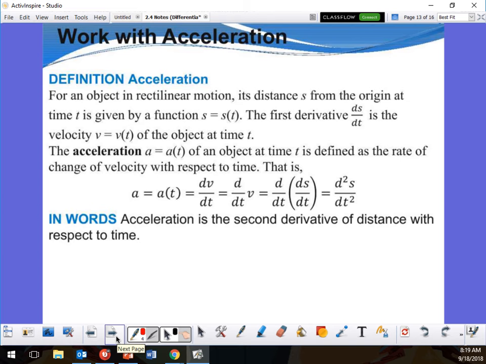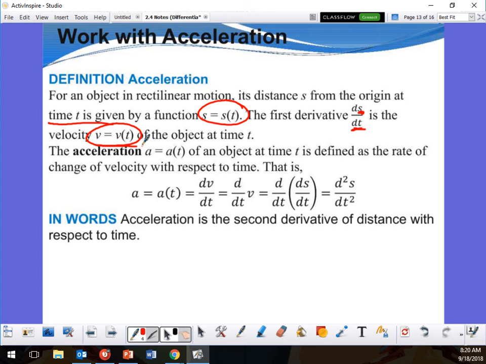For an object of motion, the distance s from the origin at time t is given by the function s of t. Distance is normally referred to as s of t. The derivative of s at time t, you're taking the derivative in terms of t. T is your variable, s is the name of the function. So the derivative of s of t is your velocity, which is v of t. The velocity is the first derivative in time t.